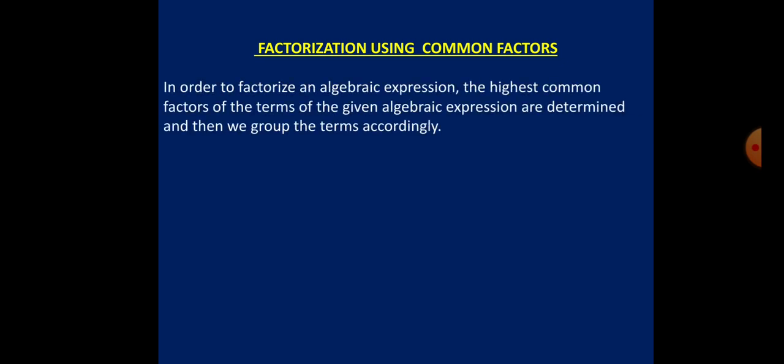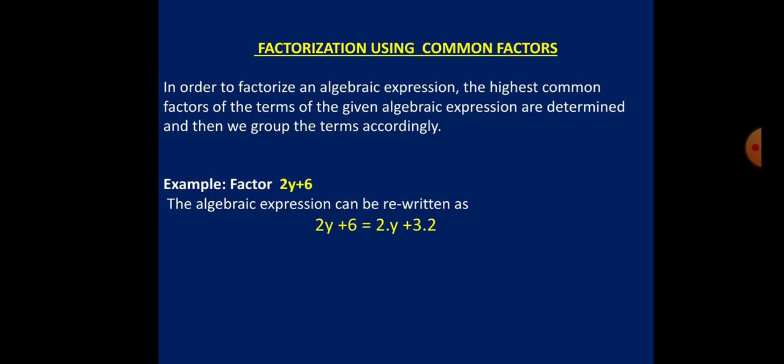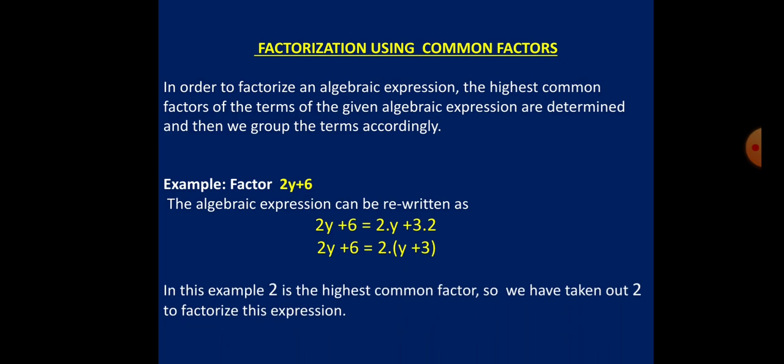So let us see the first method, and it is factorization by common factors. In this method, as the name suggests, we first try to find the common factors, and then we take out the common factor from the expression to resolve the expression into factors. Let us explain this through an example. The example is factor 2y plus 6. You can see that 6 can be written as 3 times 2. And by writing 6 as 3 times 2, we see that 2 is the common factor here. So we have taken out 2 to factorize this expression.